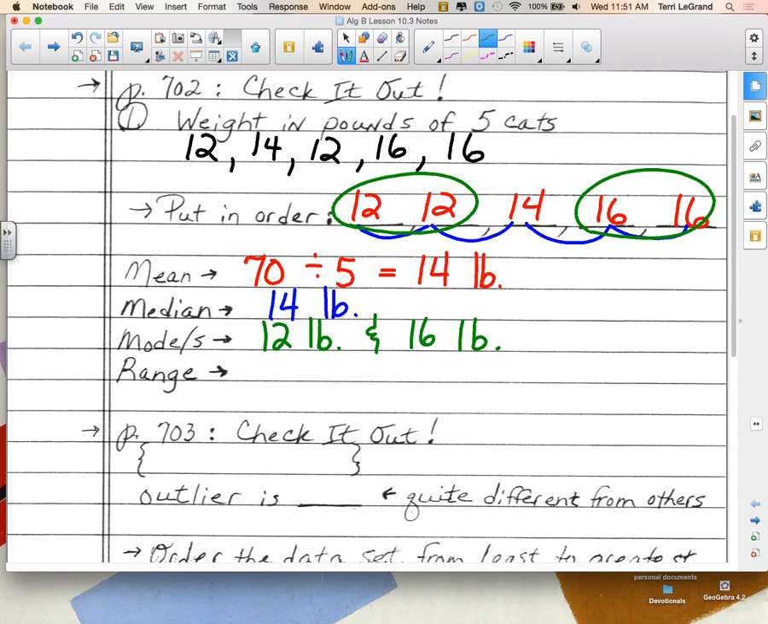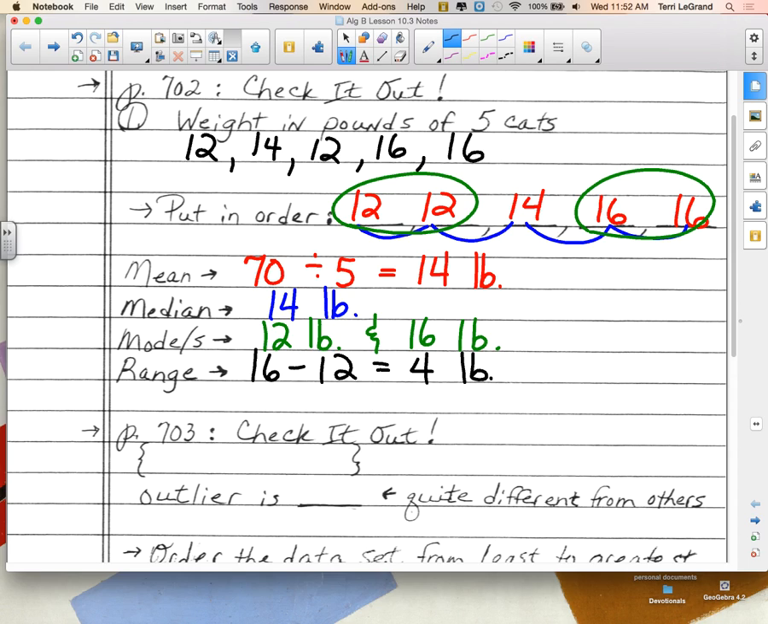16 minus 12. 16 take away 12. Okay, so we'll show that. That's our work for this one. 16 take away 12 is 4 pounds. So basically we're saying from the smallest weight to the largest weight, there's a distance of 4 pounds. Okay?